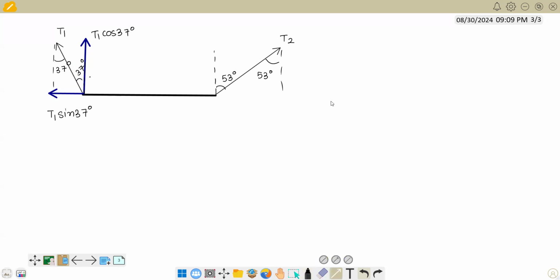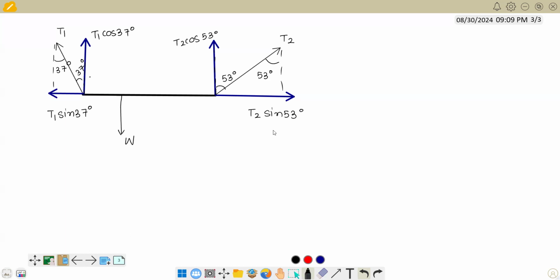Similarly, we can resolve T2 into components. This one would be T2 cos 53 degrees, and this one would be T2 sine 53 degrees. And we have this W acting here. Since net force is 0, we can write T1 sine 37 degrees in the x direction. This is the equation in the x direction.